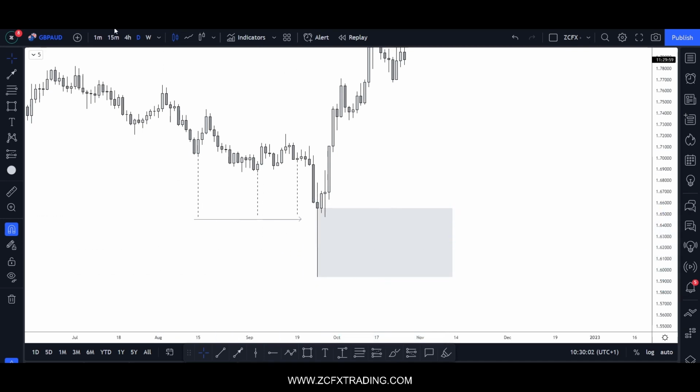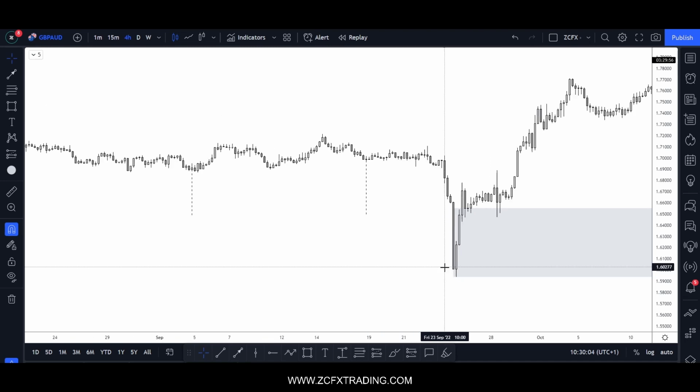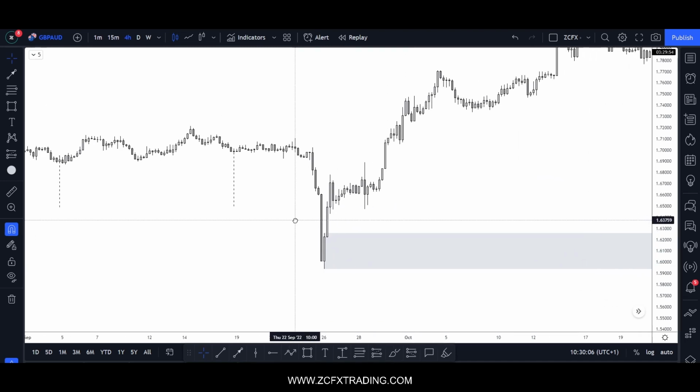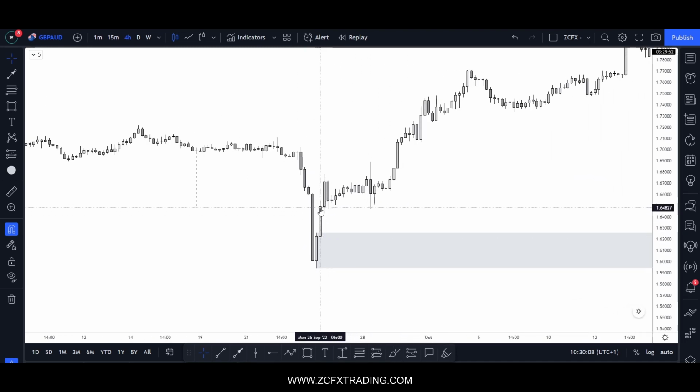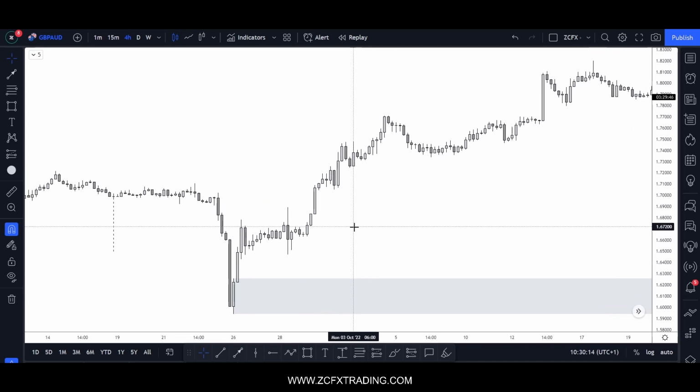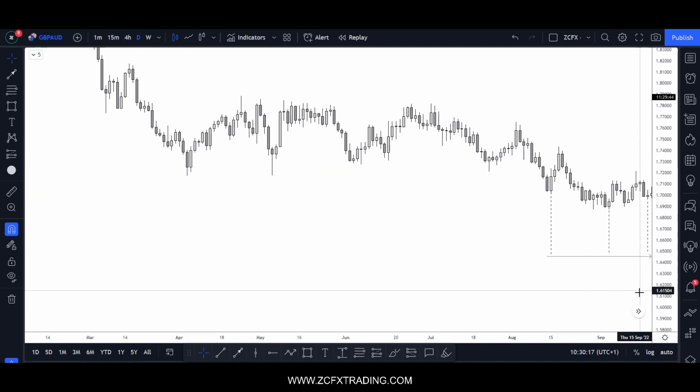All right, and then what we would do is drop to the 4-hour, and like I said, there will be something within there, and there you go. That's a great example of it. So within that huge high time frame wick, there was a lower time frame, clear POI here.